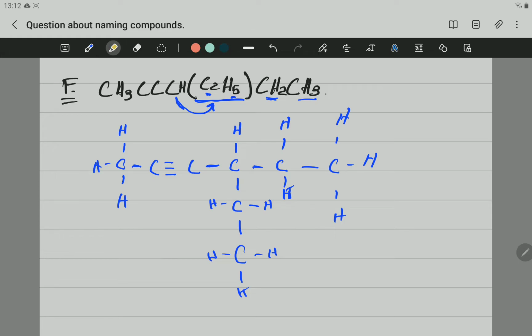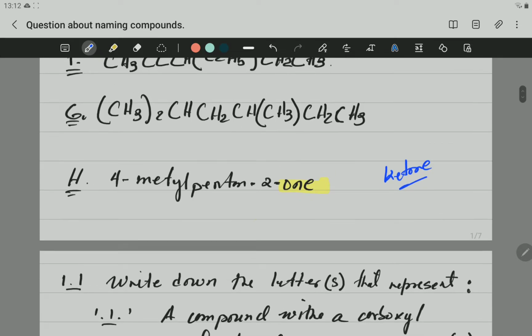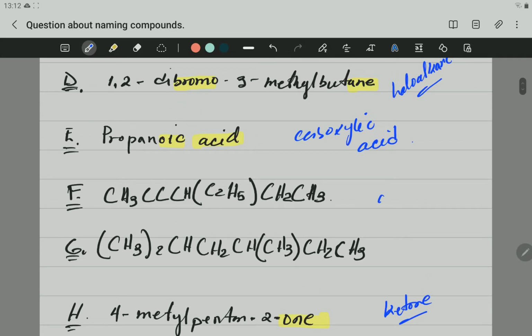So now that we did that, we have here the triple bond, therefore the compound is an alkyne. So let's write it here. This is an alkyne.